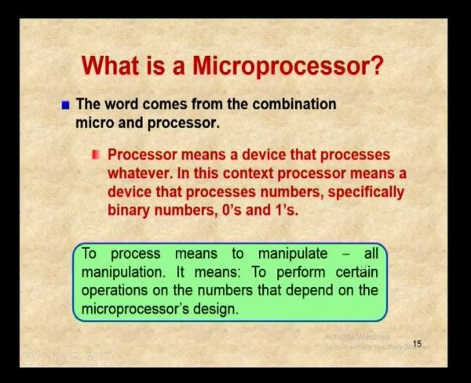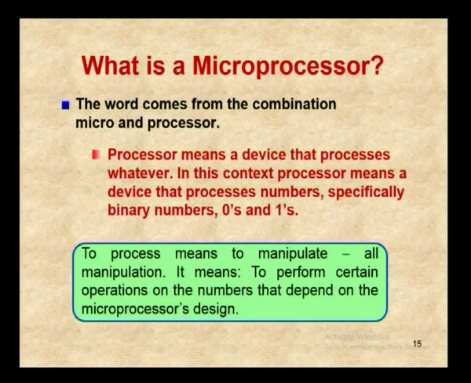So, what is the process? Process means you are manipulating something. You have data, and you are performing some operation on the data. What type of operation? You can perform arithmetic operations, or you can perform logical operations. Arithmetic operations are addition, subtraction, multiplication, division, and logic operations are AND, NAND, NOR, inversion, XOR, and so on. So, a microprocessor can take the data in as ones and zeros, and it can perform any of these operations. Either it can perform logic operations or it can perform arithmetic operations.